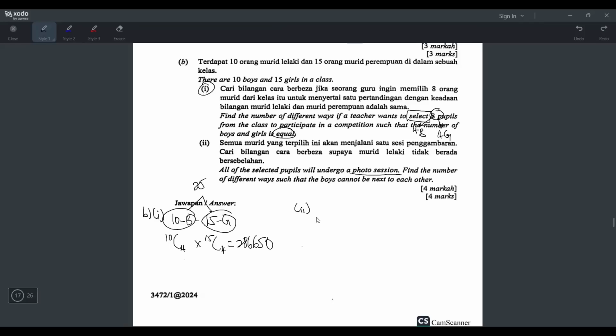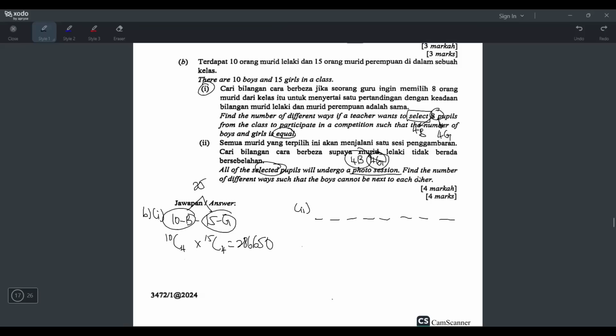But let's draw 8 spots first. 1, 2, 3, 4, 5, 6, 7, 8. Why 8? Because only the selected pupils will undergo the photo session, and the selected is 8. So we have 8 pupils, and it consists of 4 boys, 4 girls. That's why the total is 8. So if no condition, it will be 8P8, because you have 8 pupils and you want to arrange 8 in a row. Okay, if no condition.